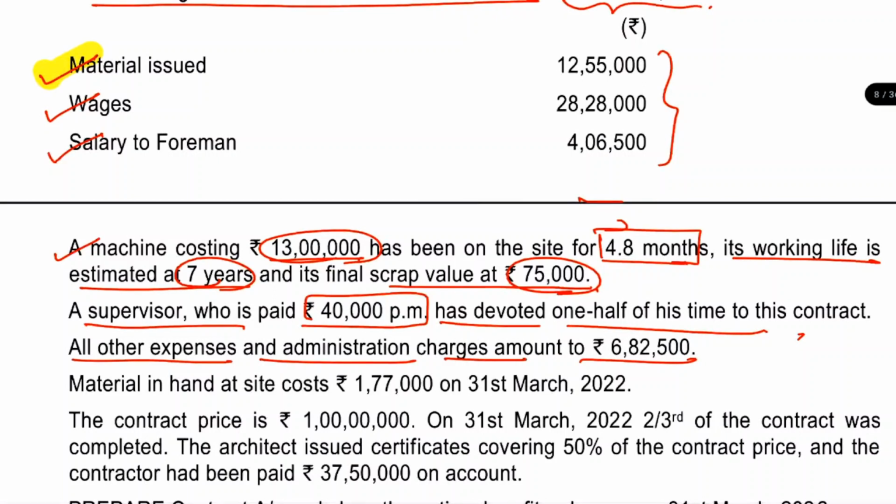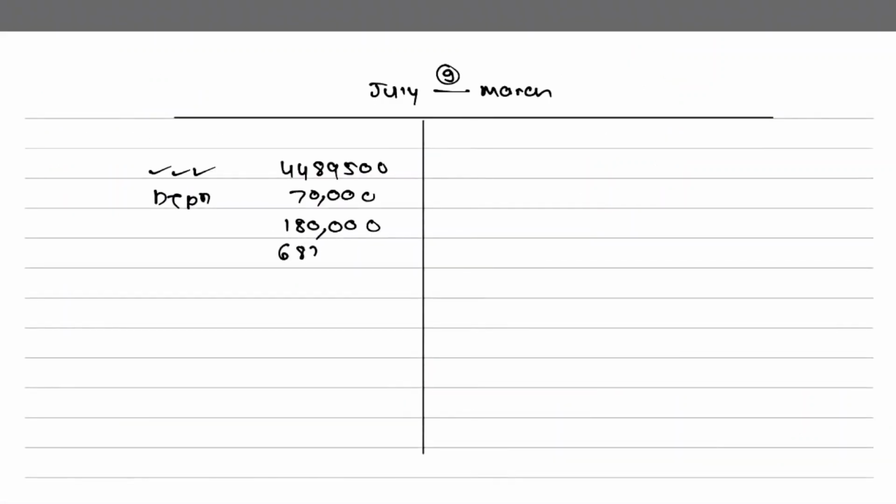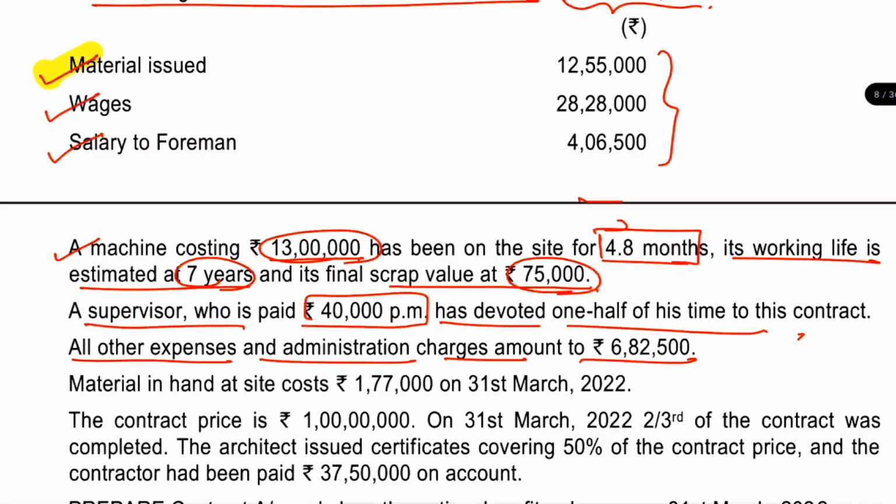Okay. Now if I go ahead, all expenses and admin charges amount to how much? 6,82,500. So let me write 6,82,500. These are my other charges. Material in hand is how much? 1,77,000. You have two options. Either you can show it on the debit side. You can show it on the credit side.